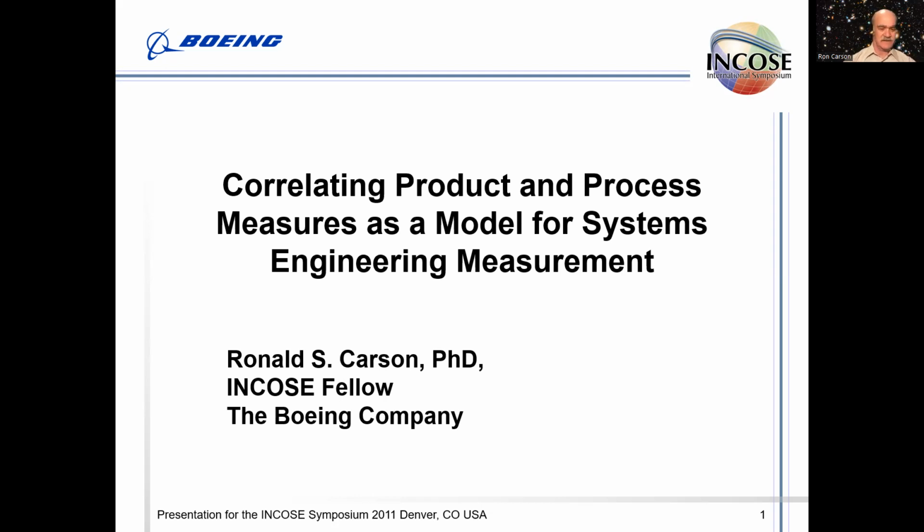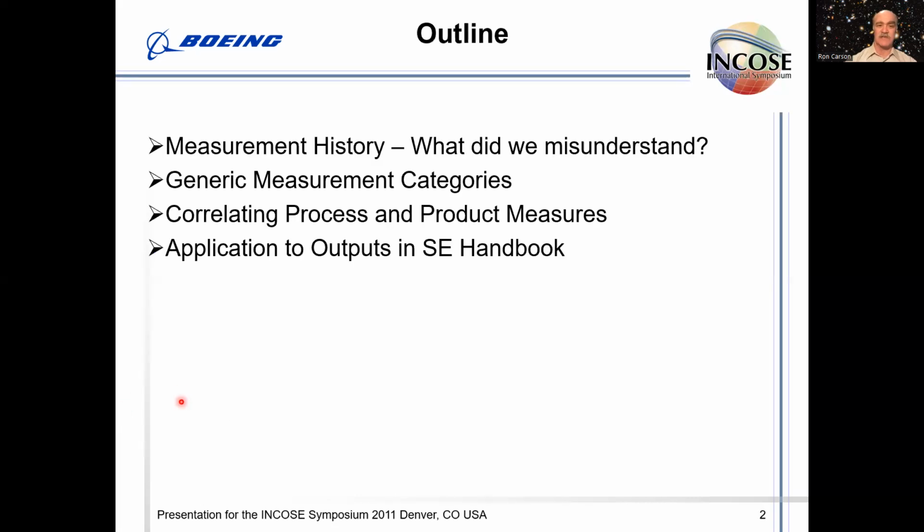This is the second of what will probably be 4 presentations on system engineering measurement. This is from a paper I presented in 2011 at the NCOSE Symposium. And in this presentation, I will talk about a strategy for correlating product and process measures as a model for systems engineering measurement. And I'll show you what I mean by that in the next few slides.